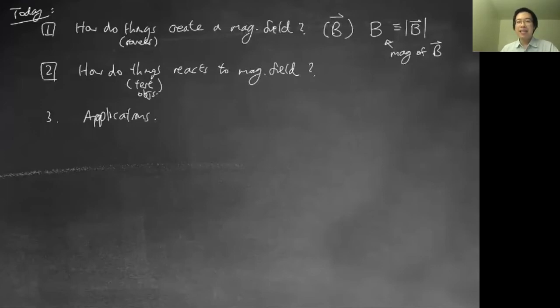Don't ask me why it's B. I have no idea. We're just running out of letters, right? M is probably used for mass or something else. So we're running out of letters, so everyone agreed on B.